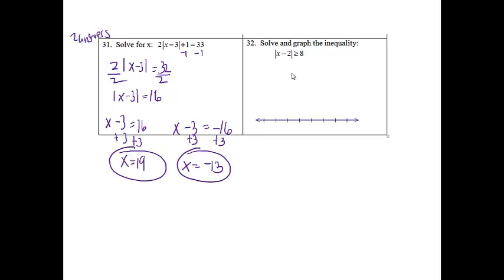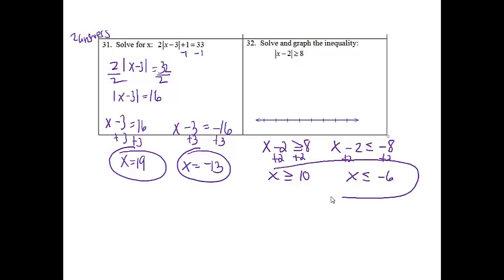Okay, 32 really works similarly to number 31. I don't have anything in front of the absolute value, so I'm ready to write my 2 inequalities right now. I'm going to have x minus 2 is greater than or equal to 8. And then I'm also going to have x minus 2 is less than or equal to -8. Notice I switched the 8 to a -8, and I changed the way the inequality was going. So now I'm going to solve both inequalities. Here I'll get x is greater than or equal to 10. And in this one, if I add 2, I'll get x is less than or equal to -6.